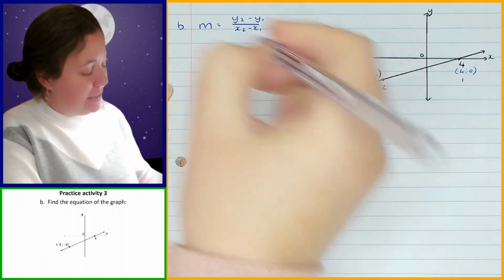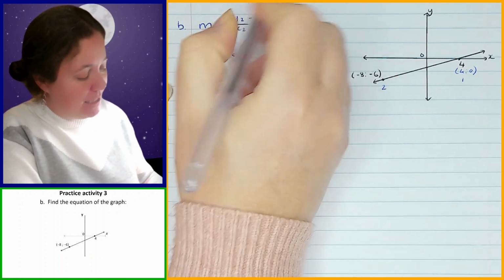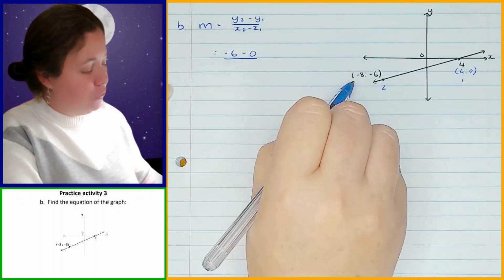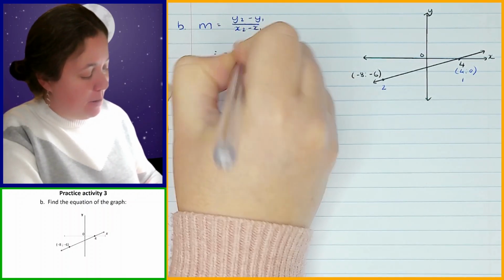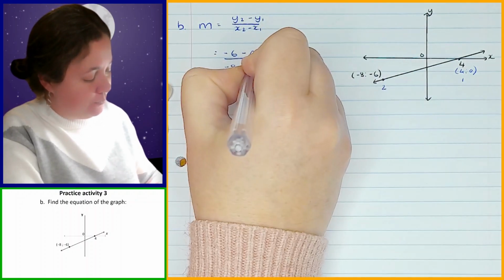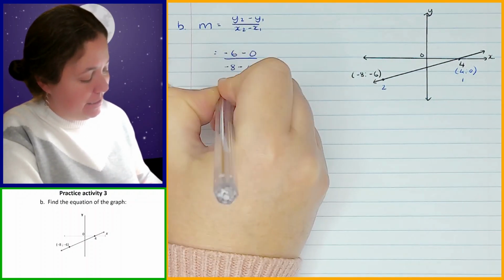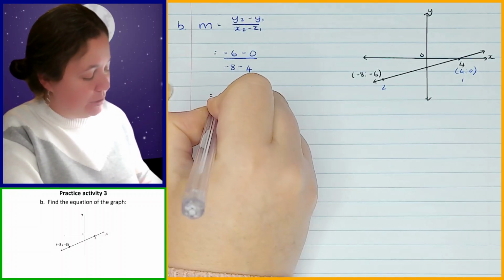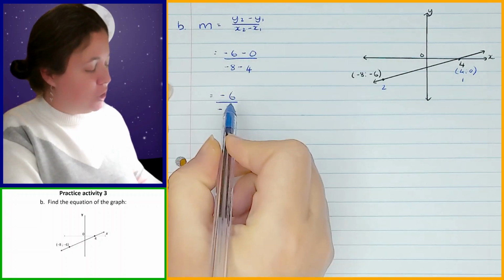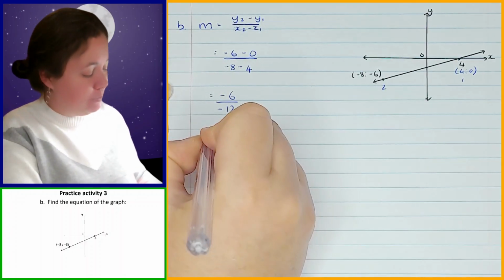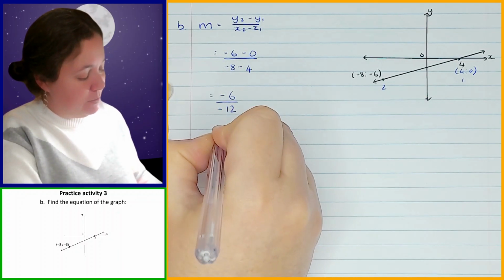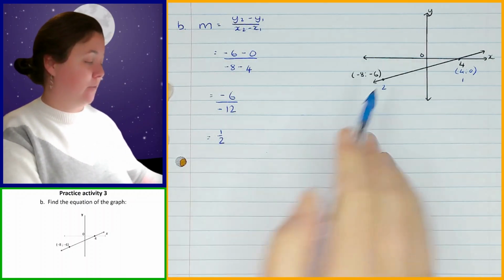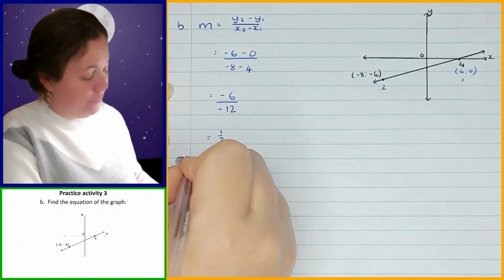Okay, so now let's fill in our values. So y2 is negative 6 minus y1, which is 0, over x2 is negative 8 minus x1, which is 4. That gives me negative 6 minus 0 is negative 6, over negative 8 minus 4 is negative 12. A negative divided by a negative is positive, and 6 over 12 simplifies to 1/2. So my gradient for this graph is a half.